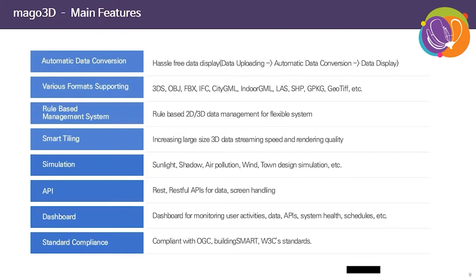And in this new version, 2.5, we added a brand new 3D tile algorithm called smart tiling. Smart tiling reduces network traffic, increases streaming speed, and increases the rendering quality. We have also successfully carried out several simulations, for example, sunlight simulation, shadow simulation, air pollution spreading simulation, wind field simulation, and town design simulation like SimCity, and other simulations as well.